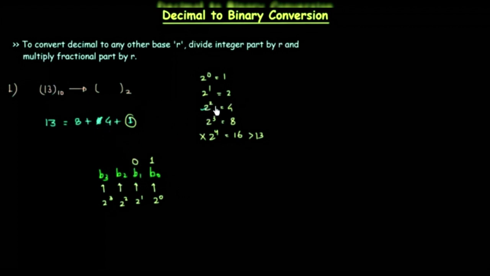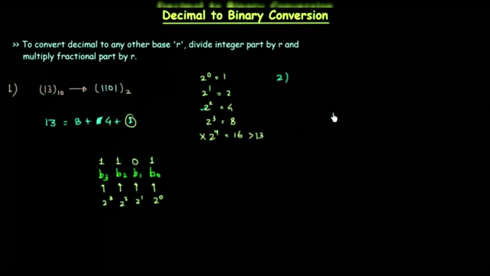2 raised to power 2, 4 is there, so B2 is going to be 1, and 2 raised to power 3, 8 is also there, so B3 is also 1. So the binary number is 1101. The binary equivalent of 13 is 1101. This is the first method to find out the binary equivalent of a decimal number, but this method is not preferred. We will have another simple method to find out the binary equivalent of a decimal number.